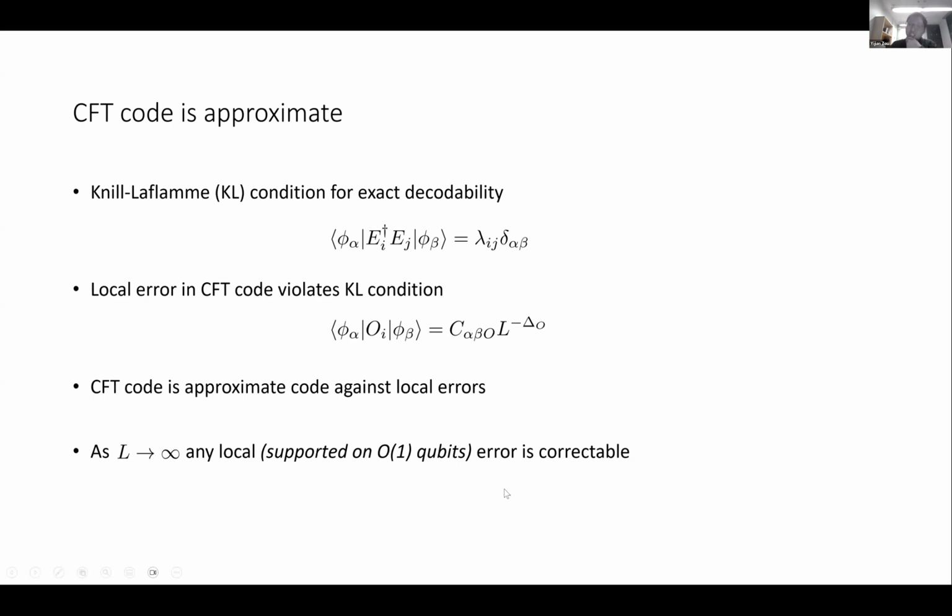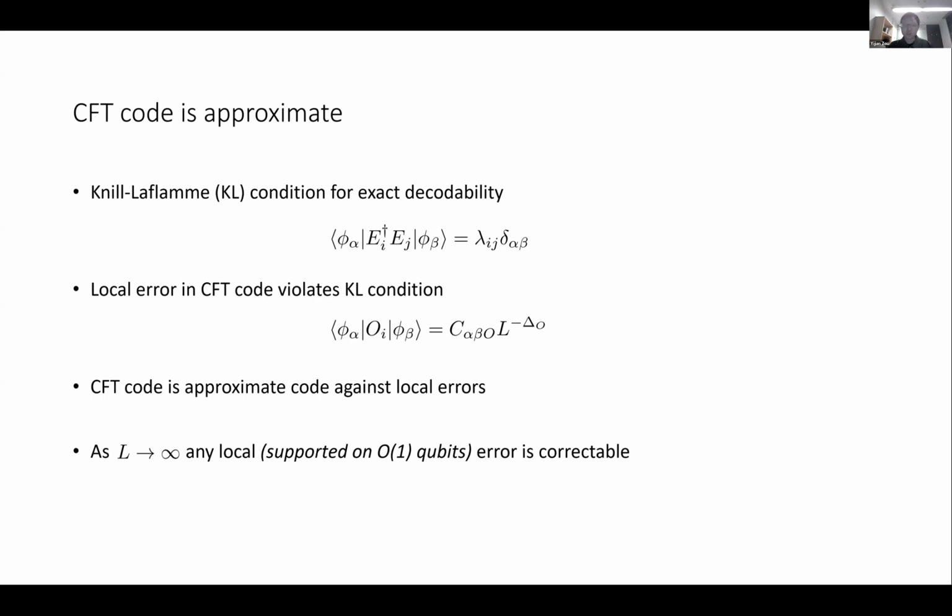So that is already a very distinct feature from the repetition code. Remember that for the repetition code, if you have a single phase flip error, you will destroy the code immediately, right? But for the CFT code, a single bit flip error or phase flip error, or any single error, cannot really destroy the code as long as you first take the thermodynamic limit.